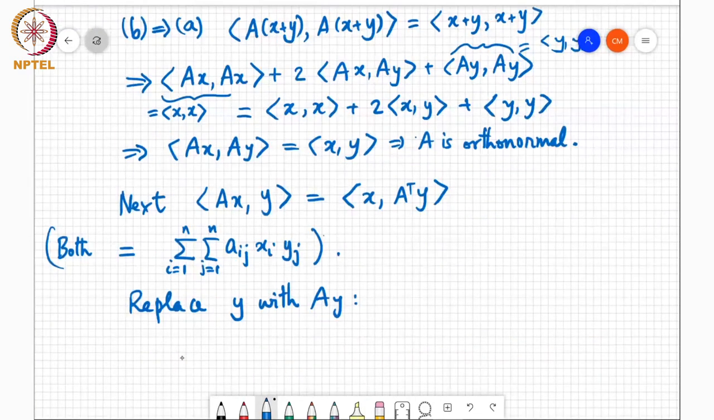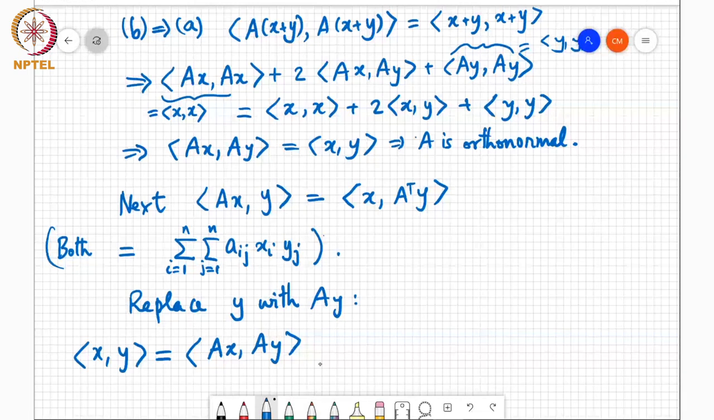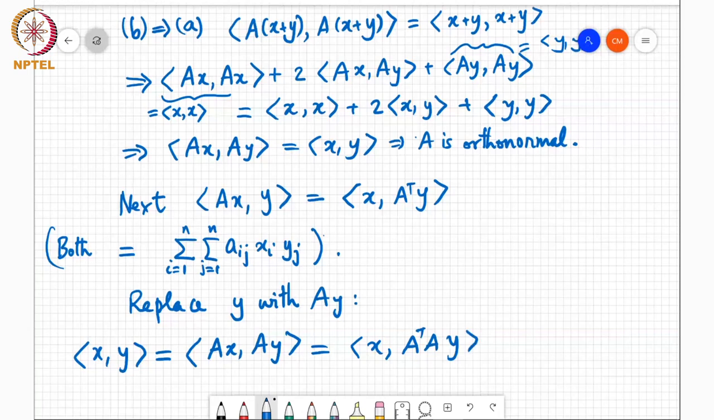Then what I get is the inner product between AX and AY. Now, suppose A is an orthonormal matrix, then it preserves inner products. So that means that this is equal to the inner product of X and Y. And this is equal to the inner product between X and A transpose A times Y. And this is true for every X, Y.